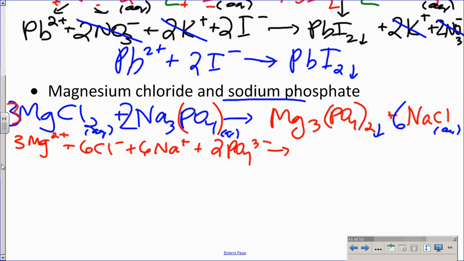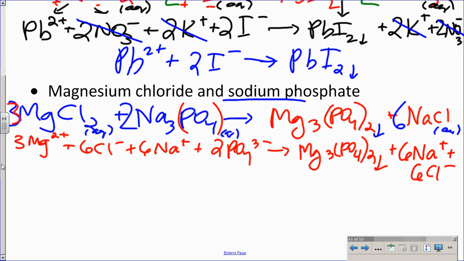All right, next one. I leave it alone. Mg3(PO4)2 precipitate, because you don't mess with the precipitates. They stay as is. They're insoluble. Last, 6 sodium ions. I hear you. Keep going. 6 Cl minus. Yay. Okay. What am I canceling? All but what? Everything except for the magnesiums and the phosphates, because they make up the magnesium phosphate precipitate.